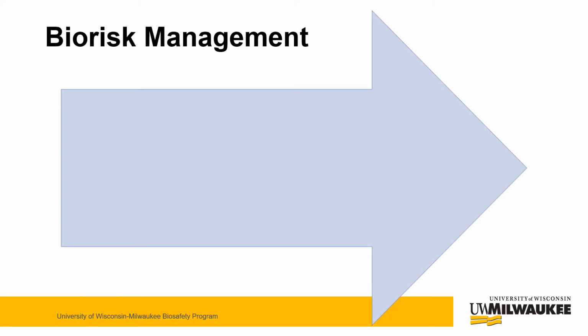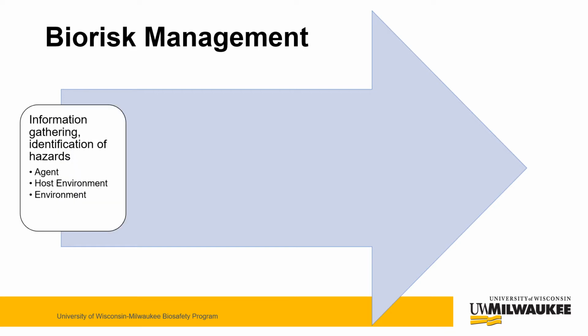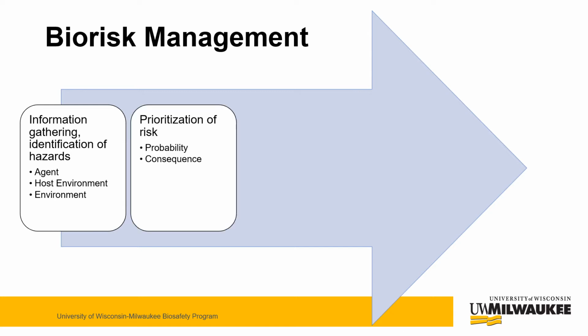Biorisk management can be summarized by 5 key points that you need to follow to ensure that you're doing a thorough risk assessment, implementation, and evaluation of all of your procedures and practices in your laboratory. First, you do the information gathering and the identification of the hazards. Second, you prioritize your risk, looking at probability versus consequence.